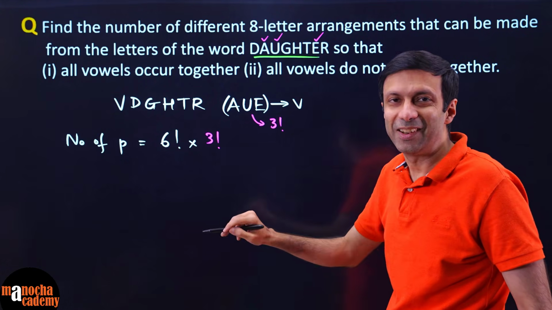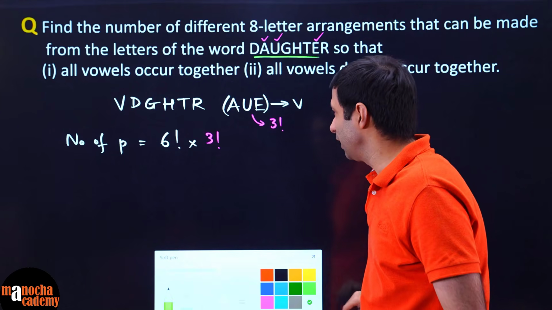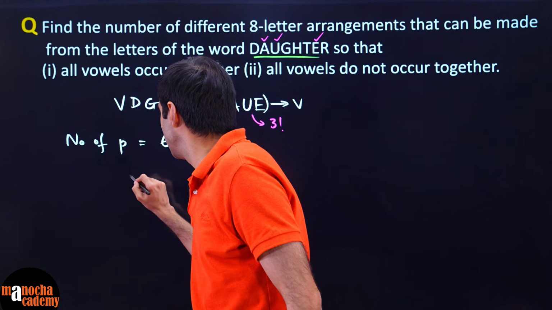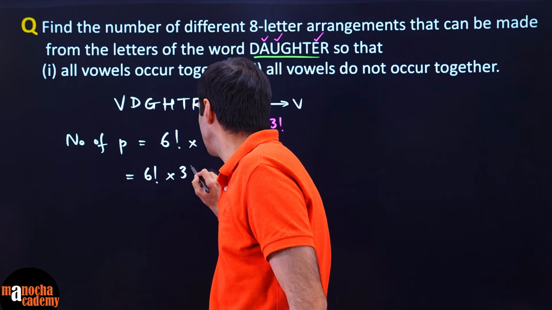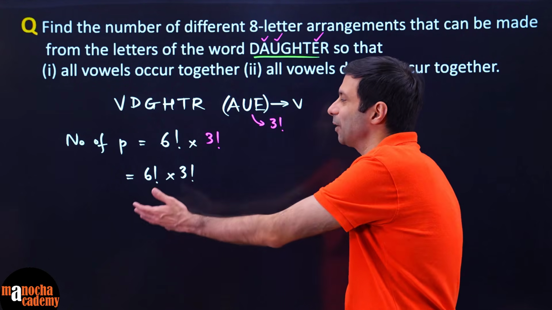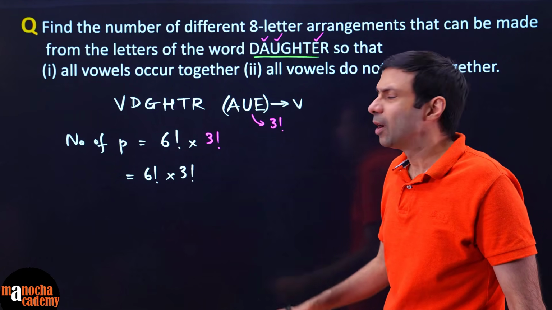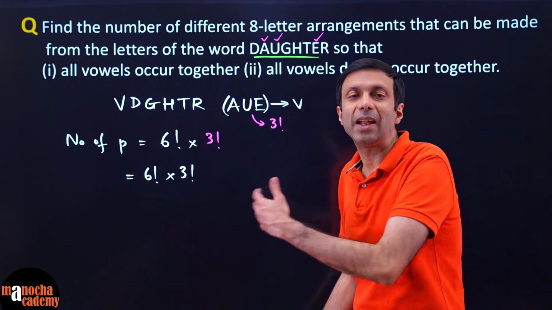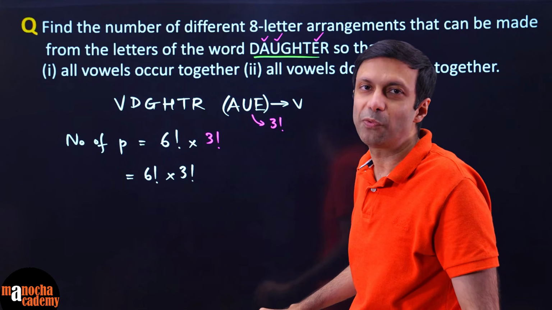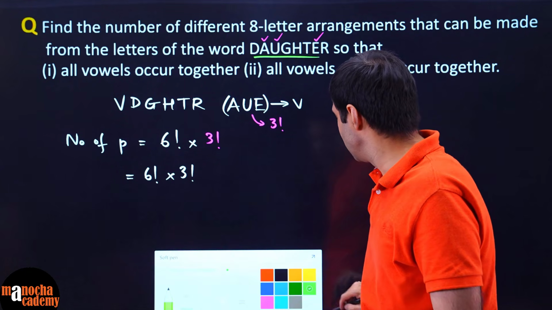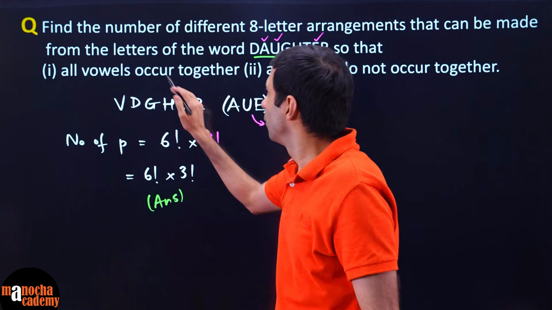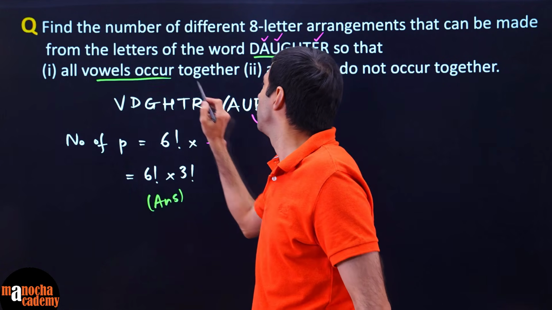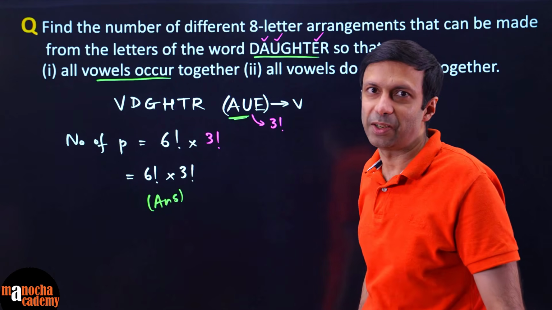Are you guys getting it? So the final answer is going to be, the total number of permutations possible is 6 factorial multiplied by 3 factorial. And you guys can multiply this out and work it out, but many times in your school, they are fine if you leave this as the answer in terms of factorial notation. So this is the total number of permutations possible where all the vowels occur together as one unit.